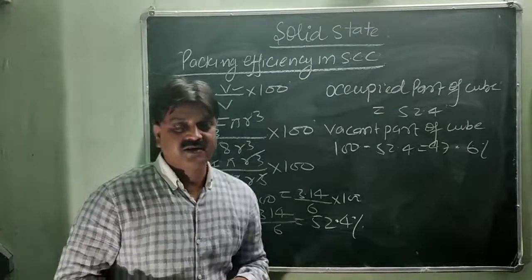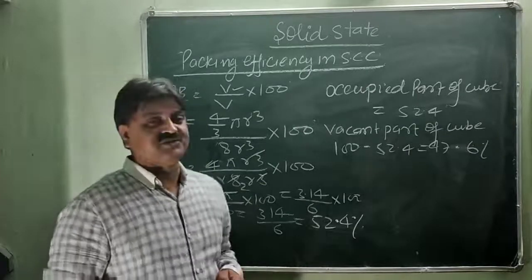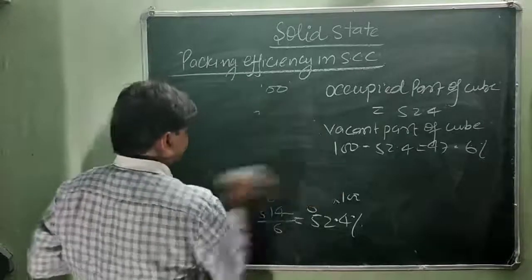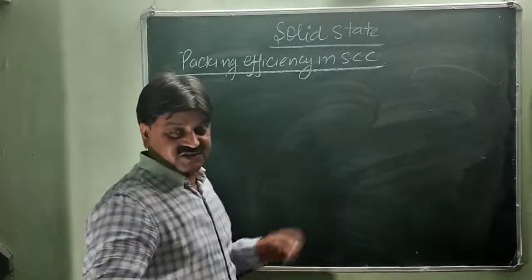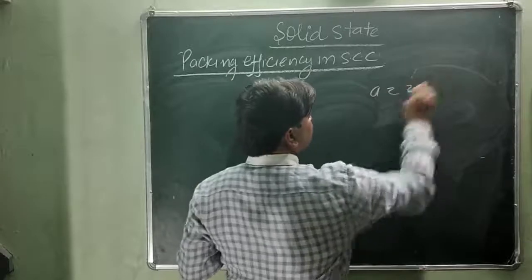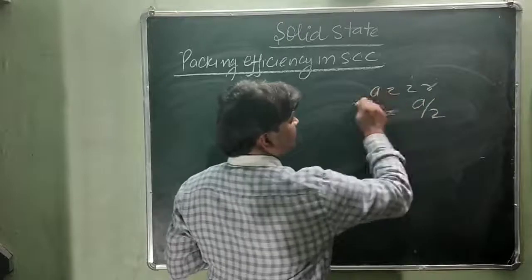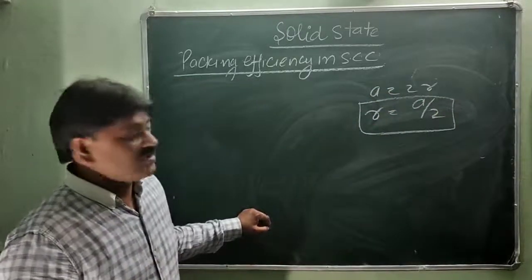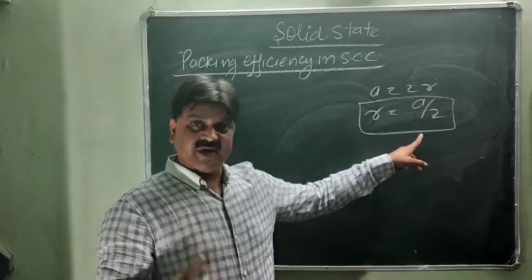Is it clear? Next we will discuss the packing efficiency in BCC, body centered cubic. In case of SCC, we have discussed already that a is equal to 2r. So the radius in case of SCC, r is equal to a by 2. Keep this in mind because questions arise on the radius. So a's length is equal to 2r, so r is equal to a by 2 in the case of SCC.